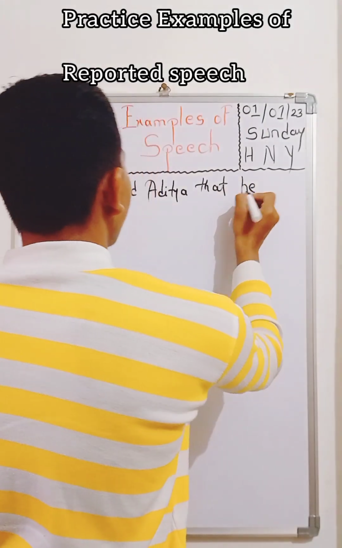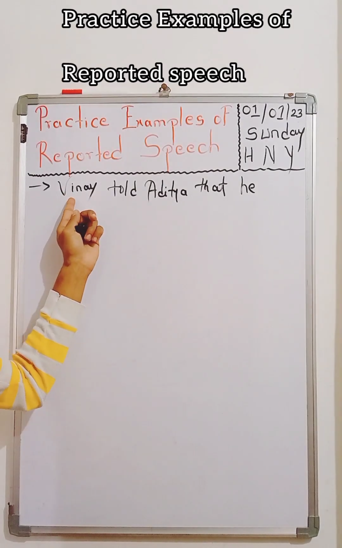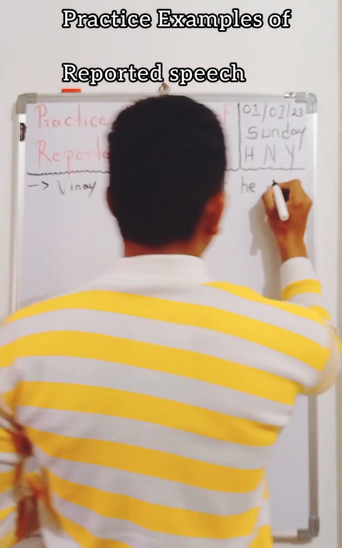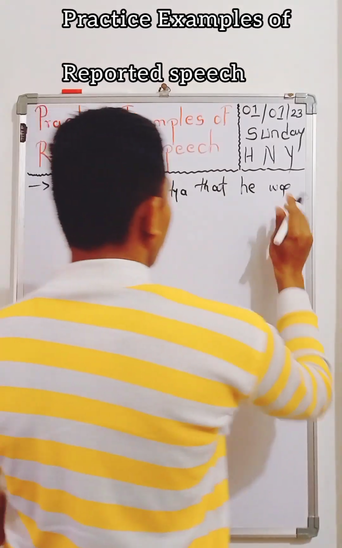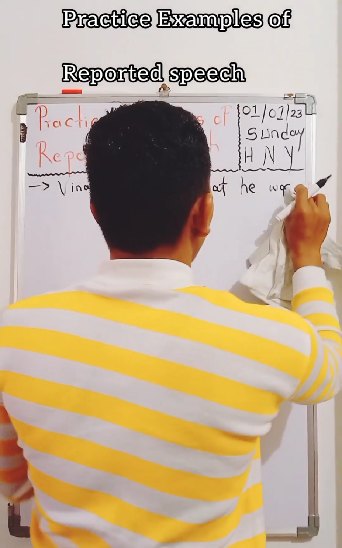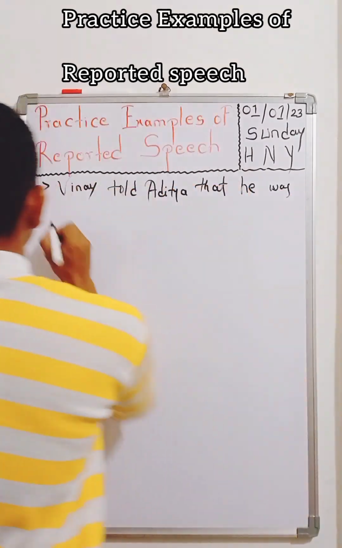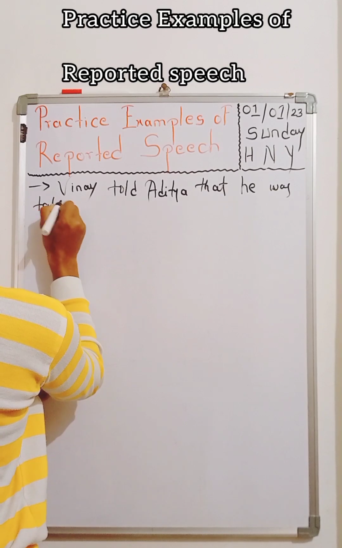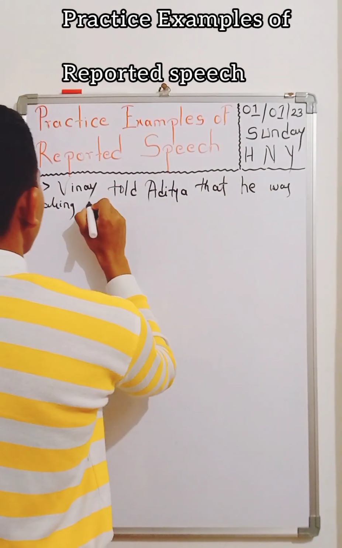We have to use he instead of I, because who is telling? Vinay is telling. So he was taking breakfast. This is the change of tense.